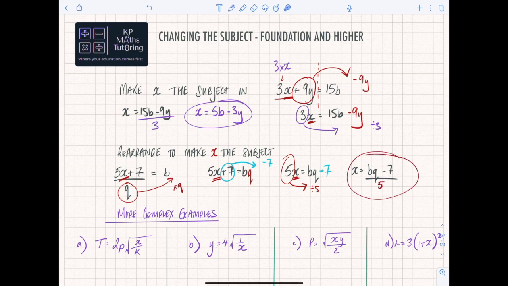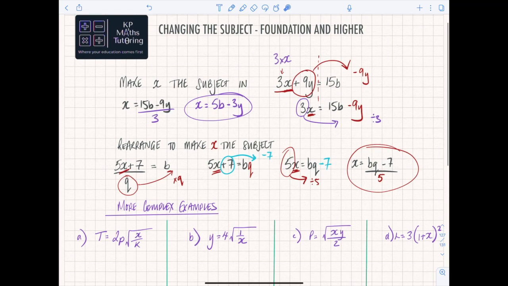Now, I cannot do bq divided by 5. I cannot do 7 divided by 5. Whereas up here I could actually divide 15 and 9 by 3. Can't do that here. So I leave my answer as it is in this situation. Remember, make sure you write x equals and then the actual working out there on the right hand side. Okay, hope that helps you, hope that makes sense. Anything you're not sure, maybe go back and just rewatch, because it can be quite complicated.